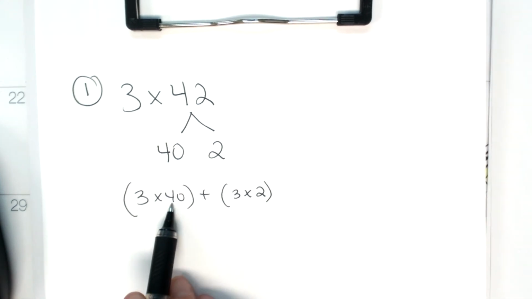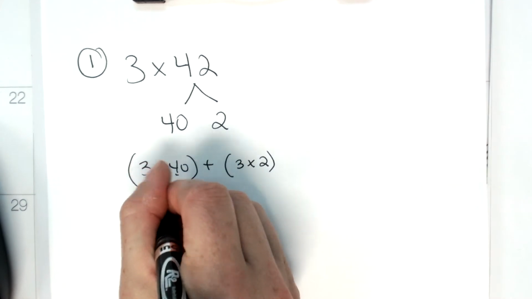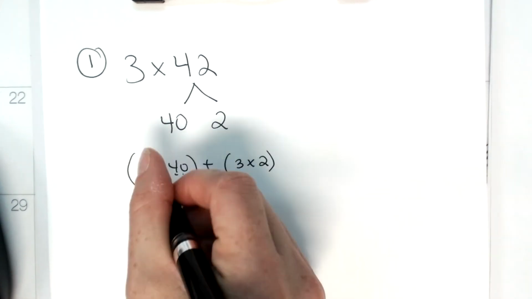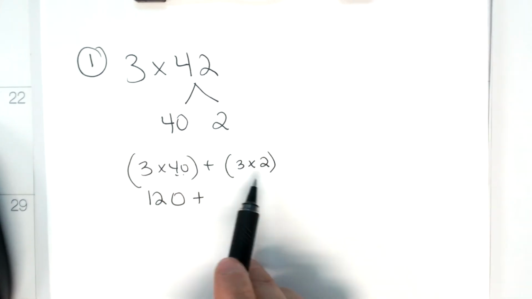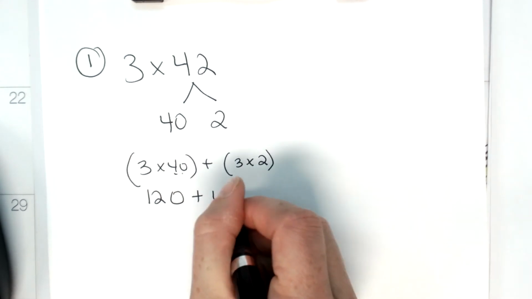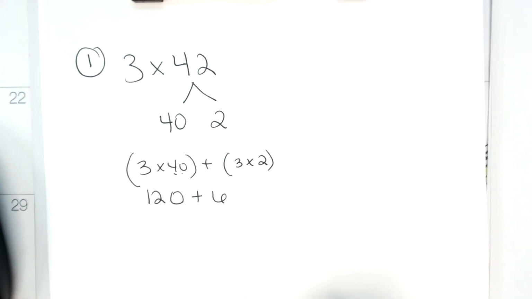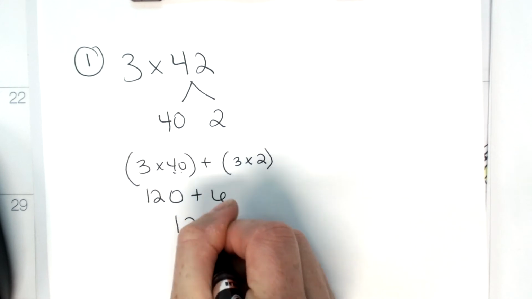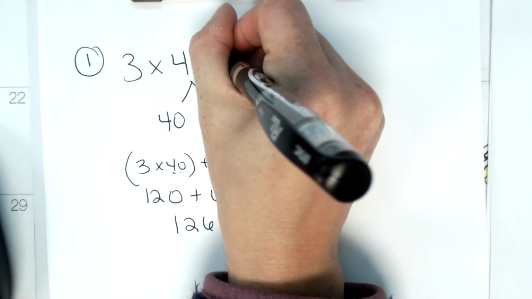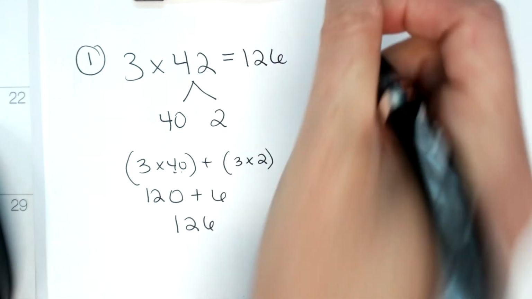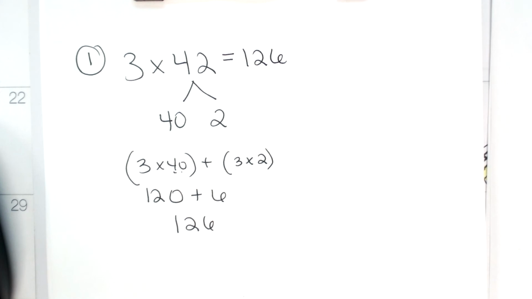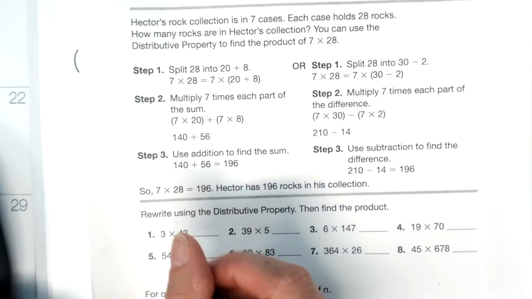All right, so we can do this in our head. What's 3 times 4? Well, 3 times 4 is 12. And what's 3 times 0? 0. Plus, what's 3 times 2? 6. And what's 120 plus 6? 126. So 3 times 42 is 126. You're just breaking the problem up each time.